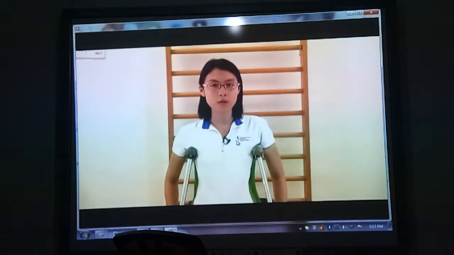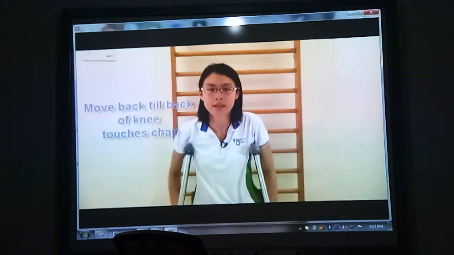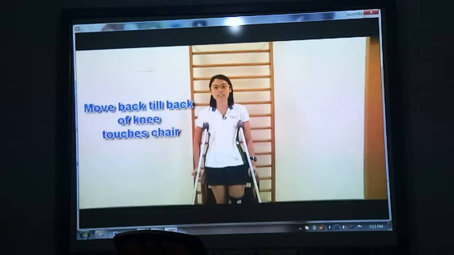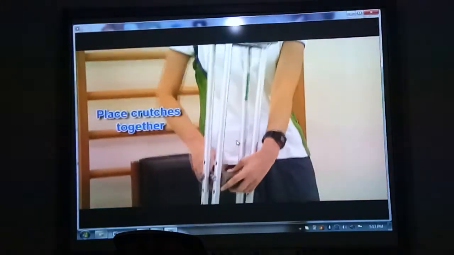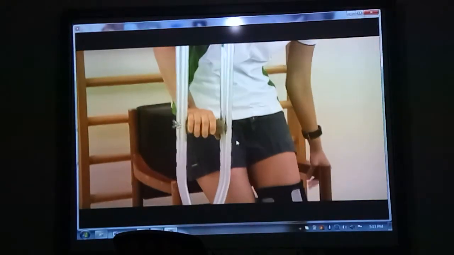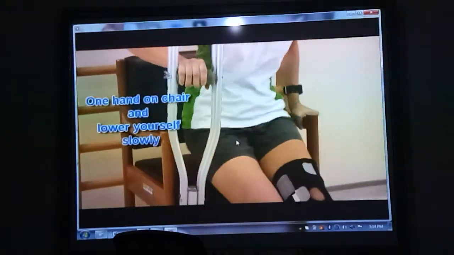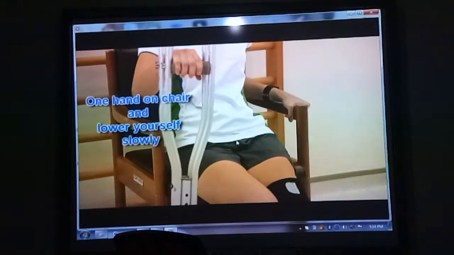To sit down, move close to the chair till the back of your knee touches the chair. Place both crutches together and have one hand on the chair and lower yourself down slowly.